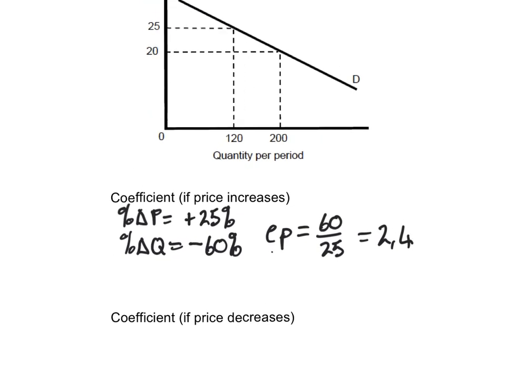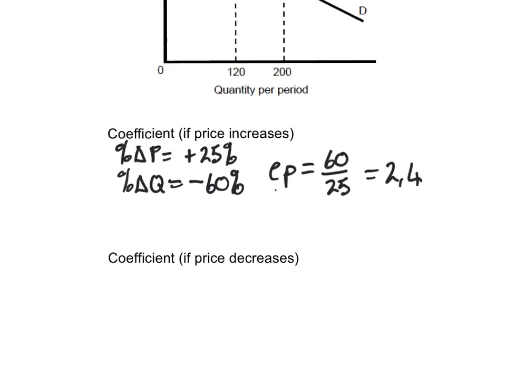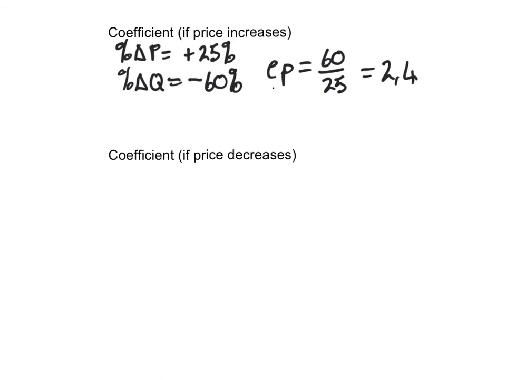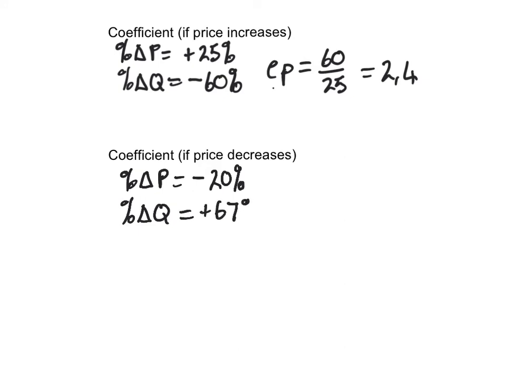If we go from a price of 25 Rand down to 20 Rand, let's see how that changes things. The percentage change in price is a decrease of 20%. Going from 25 Rand to 20 Rand is a decrease of 20%. But the percentage change in quantity is an increase of 67%. So our price elasticity coefficient will be 67 over 20, and that is equal to 3,35.